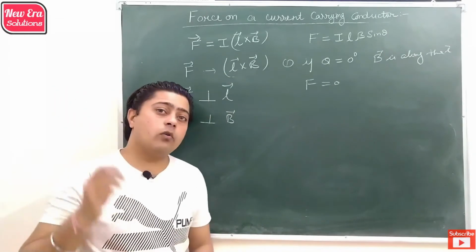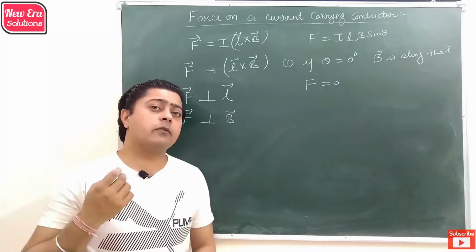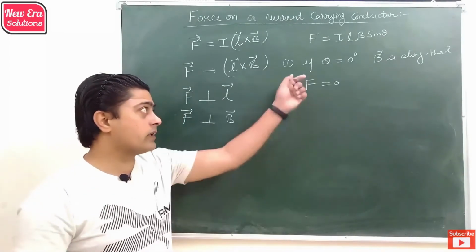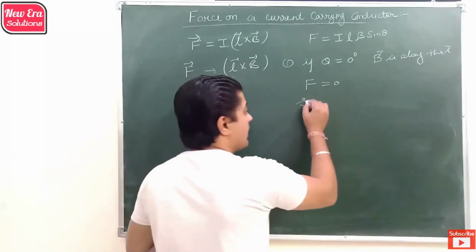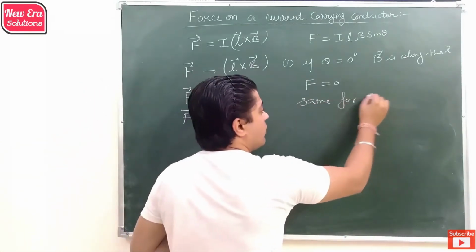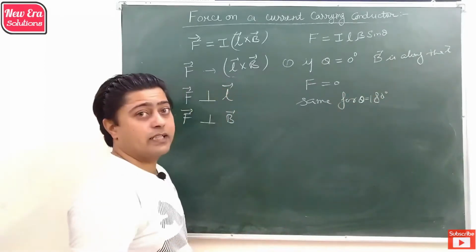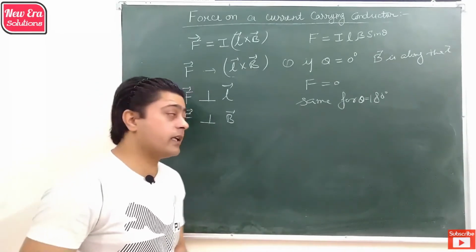So there is no force acting on a current carrying conductor when the magnetic field is applied along the length of the conductor, whether theta is 0 or 180 degrees. Same for the 180 degree angle. So this is the minimum value of force on a current carrying conductor due to a magnetic field.